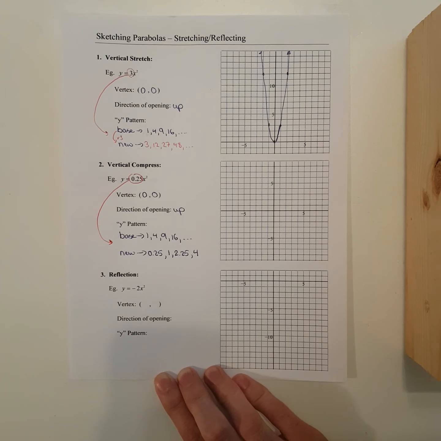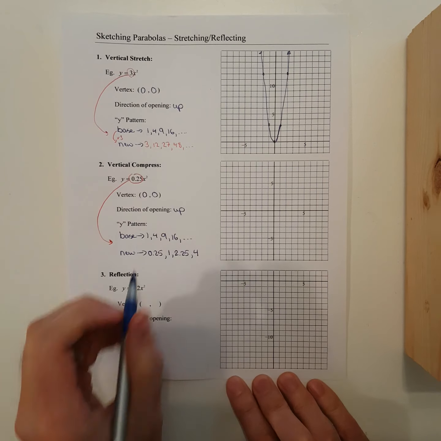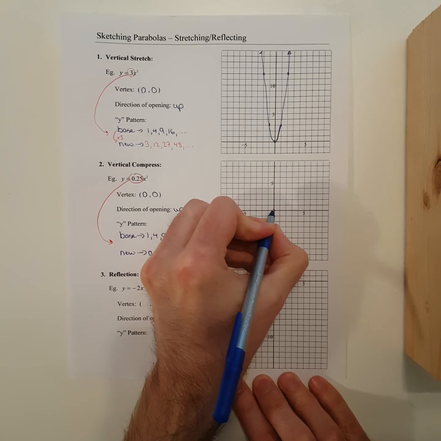So there are our new y pattern values. To graph this, again, we start at the vertex, 0, 0.